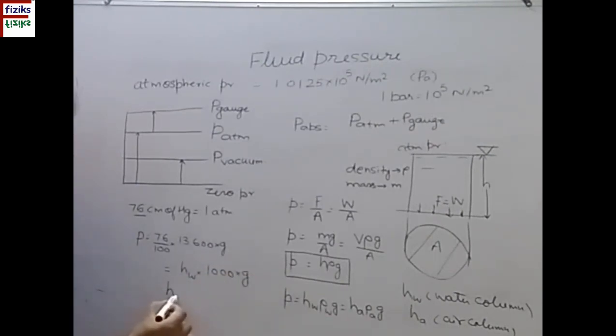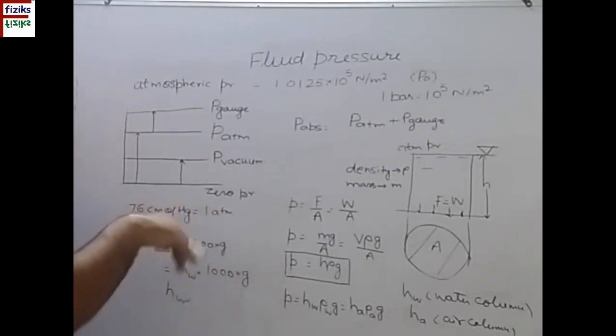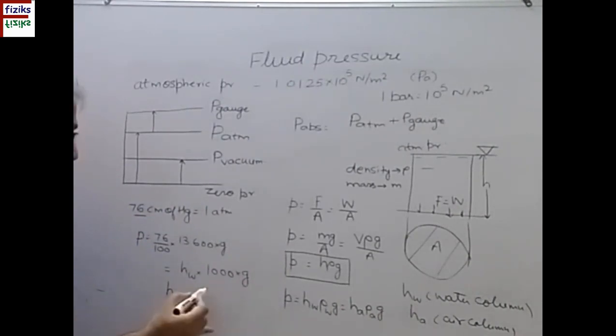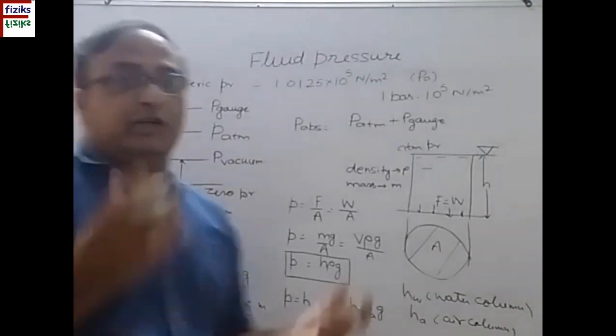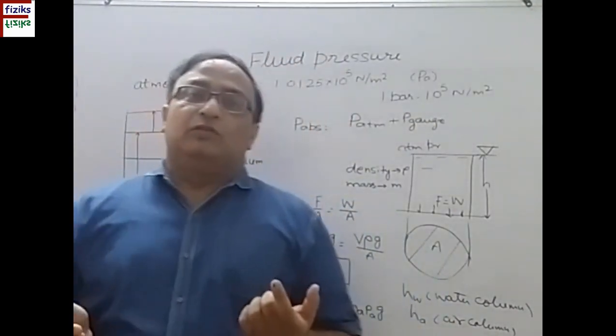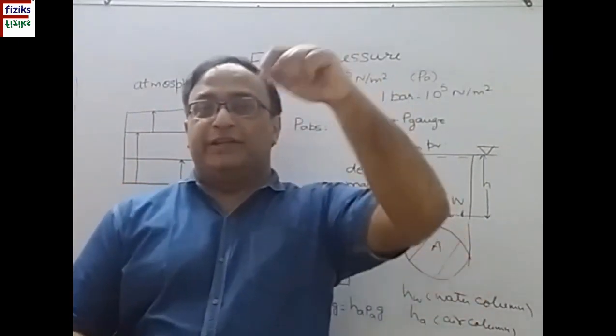So you will be getting height of water column, if I use water in place of mercury in barometer, this is equal to 0.76 into 13.6 meters. So it will be 13.6 times longer than the tube which is used for containing the mercury.